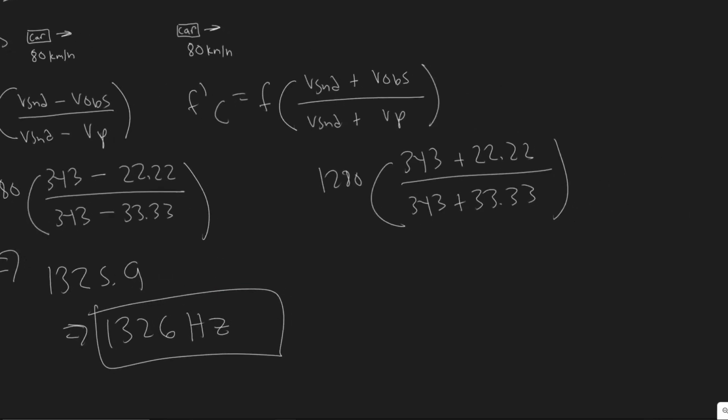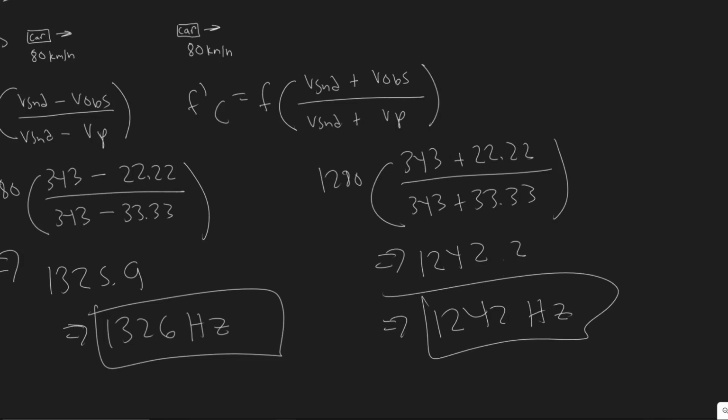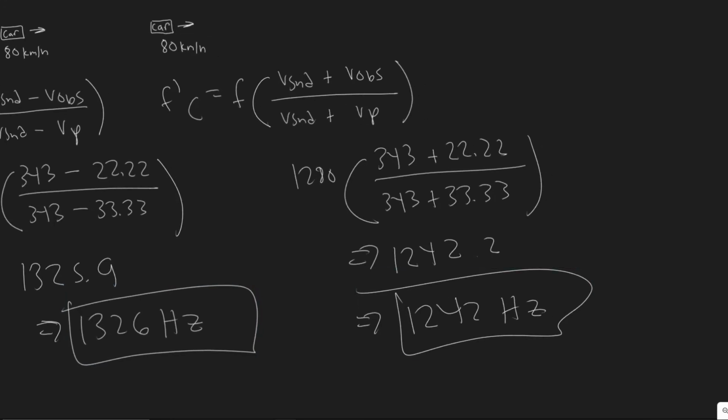And then for this one, you will get a value of, let's just plug it in, I guess. 343 plus 22.22 divided by 343 plus 33.33 times 1280. You get 1242.2. So this is going to be 1242 hertz. You can round however you'd like. I'm just rounding to the whole numbers for these. So 1326 hertz and 1242 hertz.